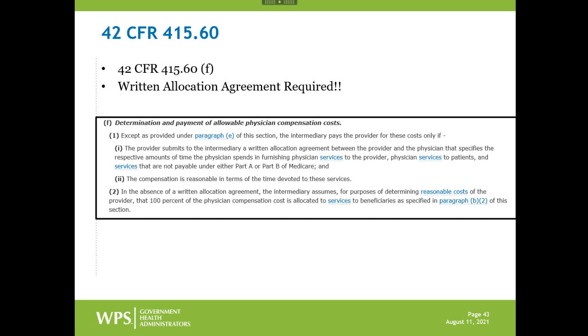And then number 2 here is the key thing. In the absence of a written allocation agreement, the MAC assumes that 100% of the physician compensation is allocated to the beneficiaries. Because remember, earlier we said if it is allocated 100% to professional component, then no written allocation agreement is required. So if we do not see an allocation agreement, we assume that is what the agreement was. So basically, from a provider perspective, you need to make sure that you keep this allocation agreement. Otherwise, 100% of those costs will be disallowed.